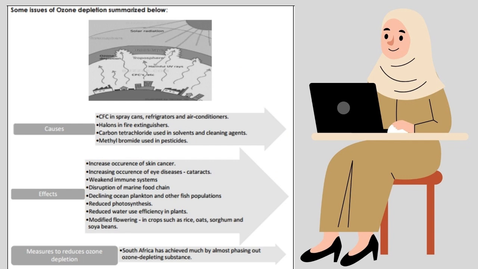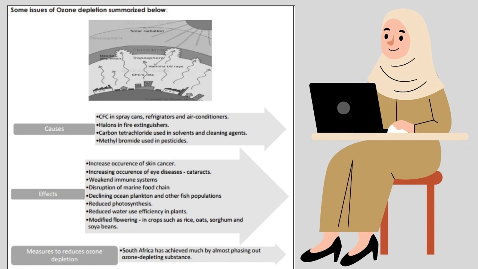Some issues of ozone depletion are summarized below. Causes: CFCs in spray cans, refrigerators and air conditioners. Halons in fire extinguishers. Carbon tetrachloride used in solvents and cleaning agents. Methyl bromide used in pesticides.